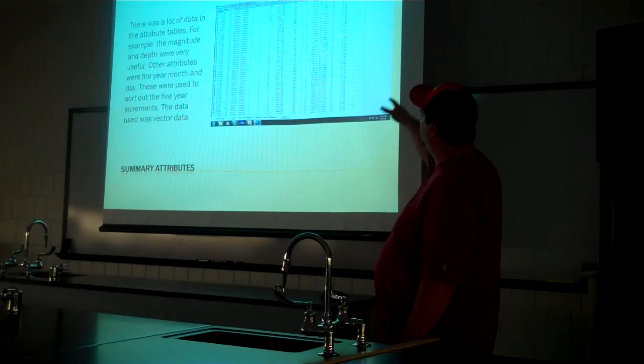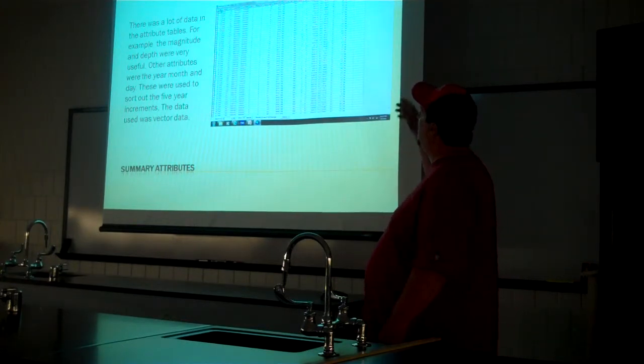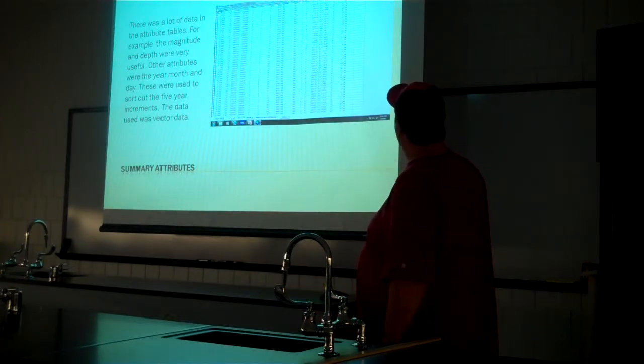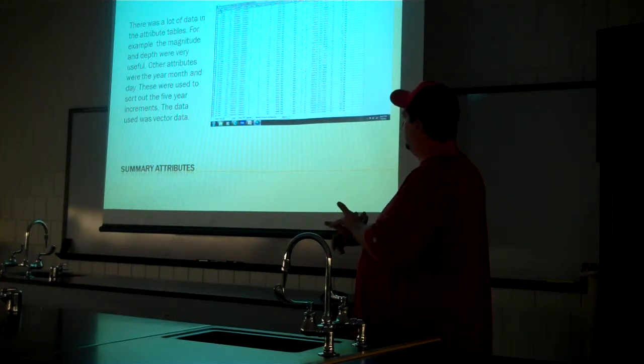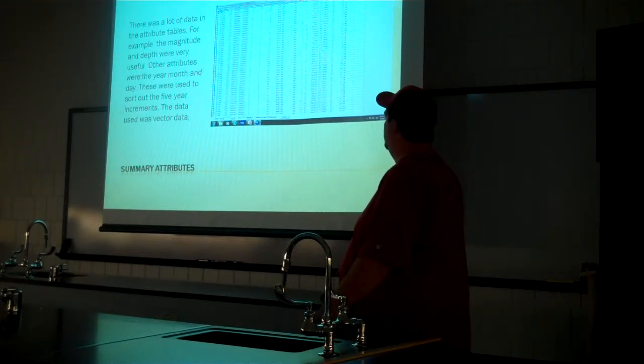So here's a snapshot of my query, or my summary, or the attributes, I'm sorry. There's a lot of data in the table. I tried to get it all on the screen there. And other attributes, I sorted by the year and the month and the day. That was how I could get the 5-year increments.